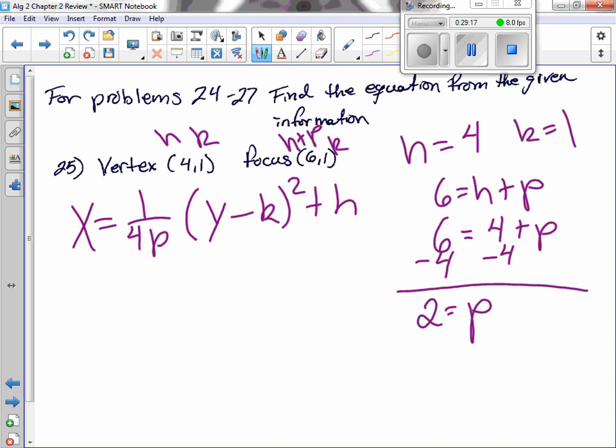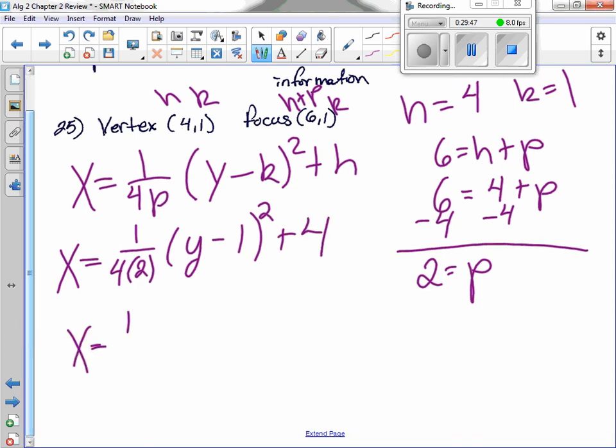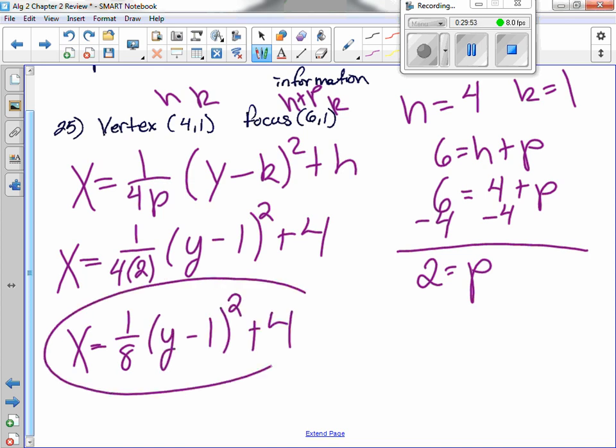And then what can we do? We can plug p, h, and k back in. Because I found h and k from the vertex. And I use the fact that the focus has p in it. So for this one here, it's h plus p. For the other type that we could have, it's k plus p. Set it equal to it and solved it. So we have x is equal to 1 over 4 times 2 times y minus 1 squared plus 4. Well, 4 times 2 is 8, so 1 over 8 times y minus 1 squared plus 4. And that's it. That's our equation.